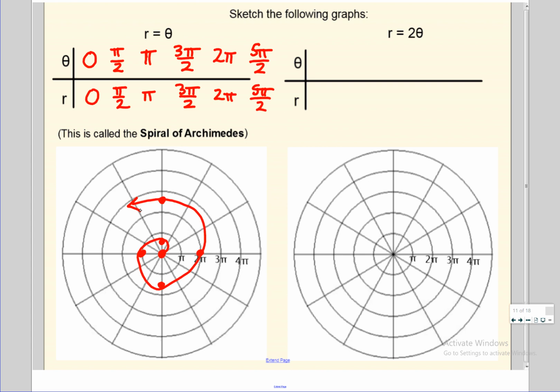Okay. And then you can get really involved with the ones that look like flowers. We call them rose curves, things like that. All right. Questions on that?